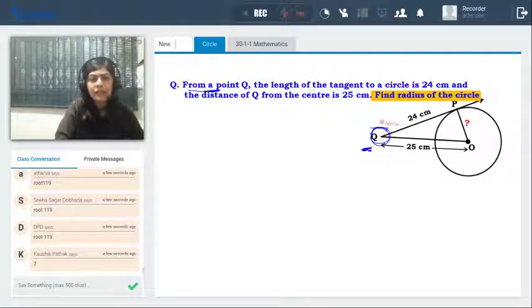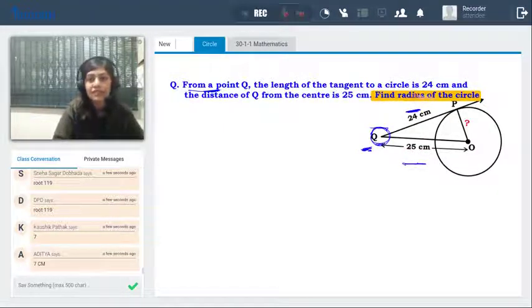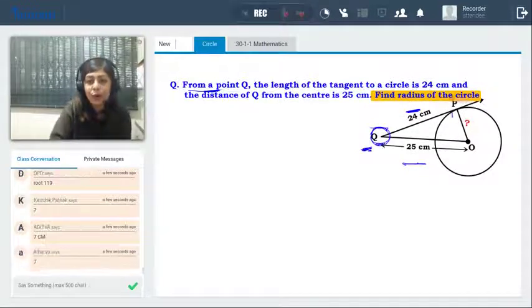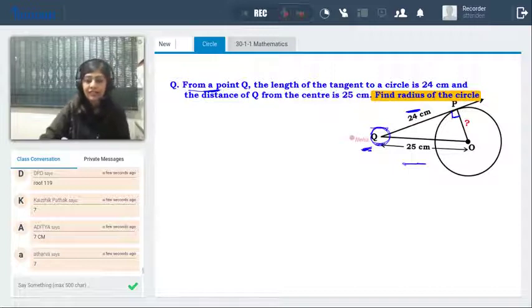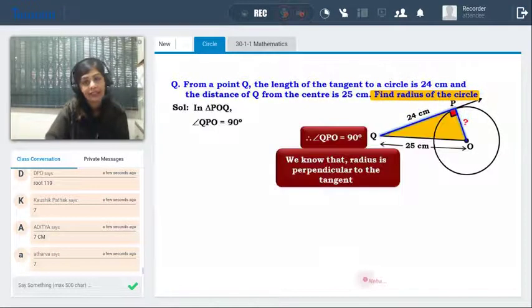So now observe, let's move ahead. From a point Q, we have a tangent to a circle. From a point Q, length of tangent to a circle is 24 and the distance of Q from the center is 25. So distance of Q from the center is OQ, which is 25. Length of tangent, which is PQ, is 24. Find the radius. Now you can again see we have radius OP and tangent PQ, and they are perpendicular to each other. Yes, radius is always perpendicular to the tangent.